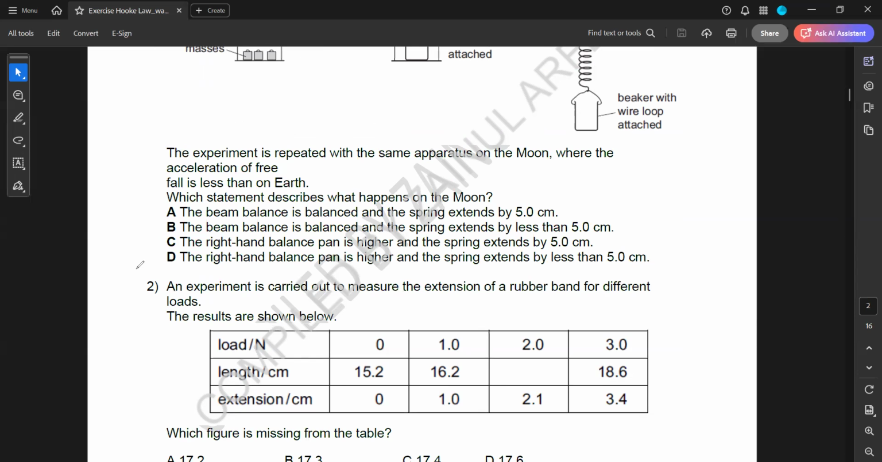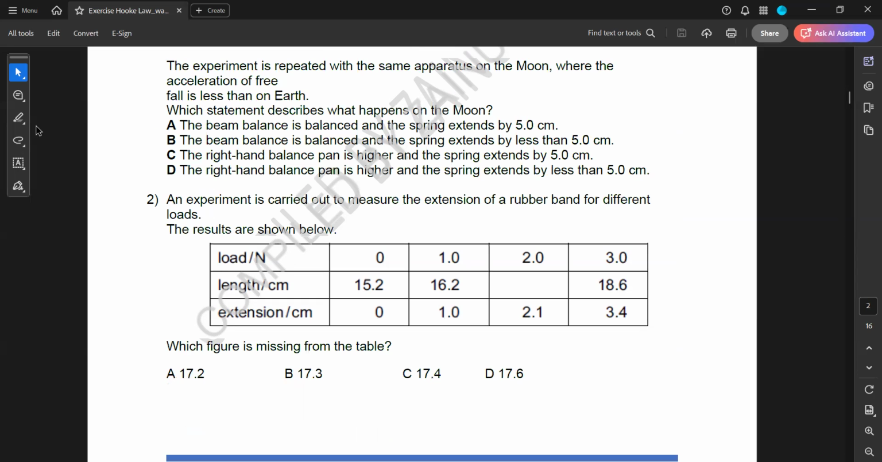For question 1, the answer is B. Question 2, if you have the doubt, you can mention. Question number 2, the correct answer for this one is B as well. If you have doubt, you can mention the doubts as well. Do you have doubt on question 2?